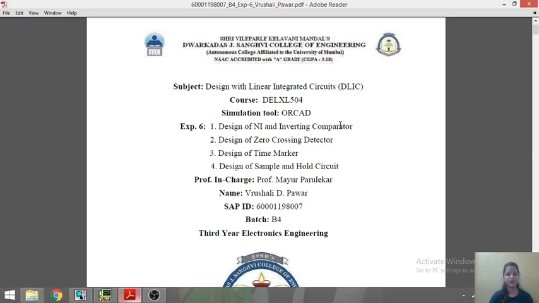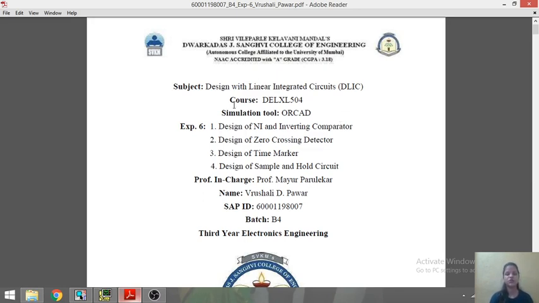Today I am here to explain experiment number 6 of the DLIC subject. In that we are performing 4 parts. Part 1 is for non-inverting and inverting comparator. Part 2 is for zero crossing detector. Part 3 is for time marker generator, and part 4 is for sample and hold circuit.